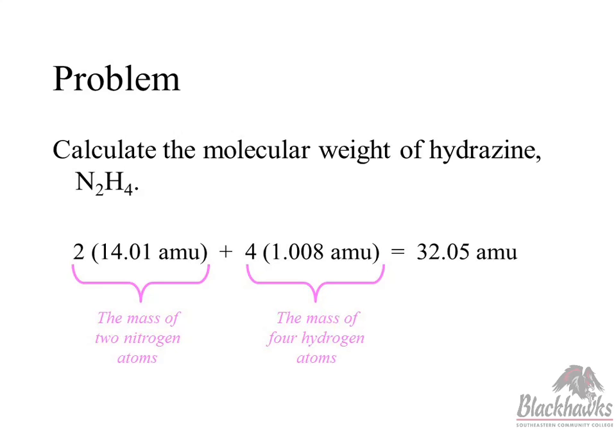So you add that out, and if it's relatively heavy, above 10 AMUs, the weight of this molecule, you're going to round it to 2 decimals. Okay, so hydrazine weighs 32.05 atomic mass units. That's its molecular weight.